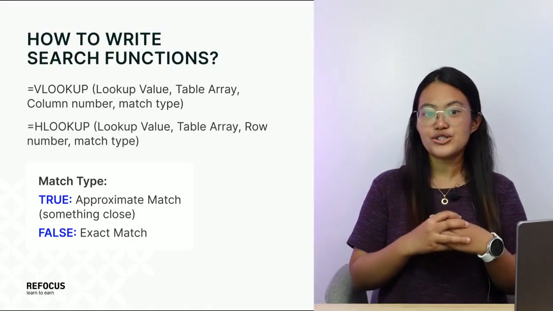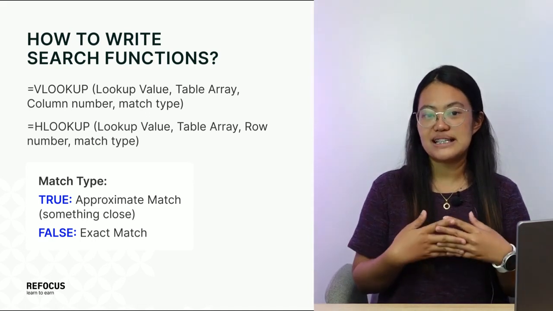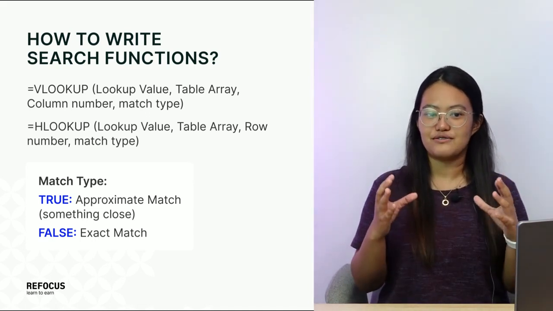In this lesson, we will talk about search functions. Search functions are used to search for a value of a certain data, which may come from a different workbook or a different worksheet, as long as you have a common column to refer to. The most commonly used lookup functions are VLOOKUP and HLOOKUP. VLOOKUP means vertical lookup, so you're looking vertically first.